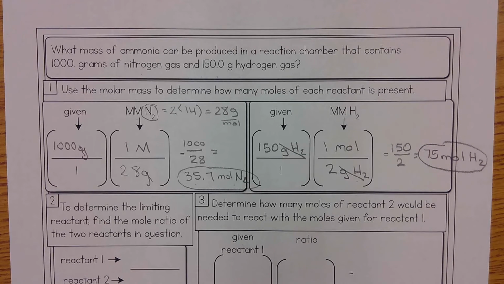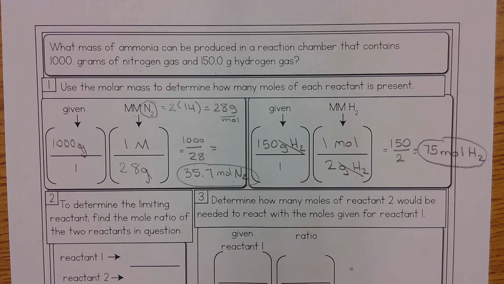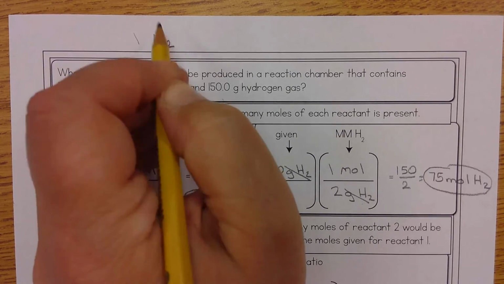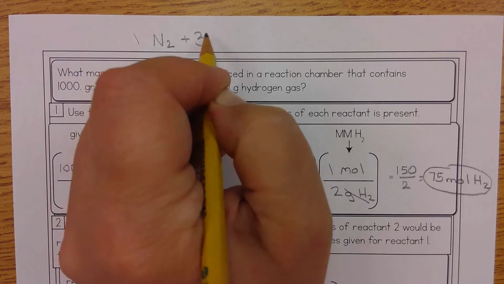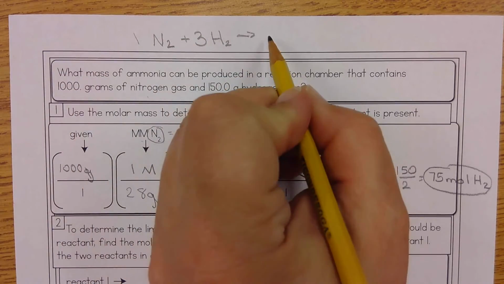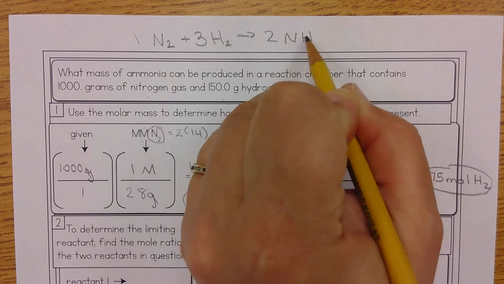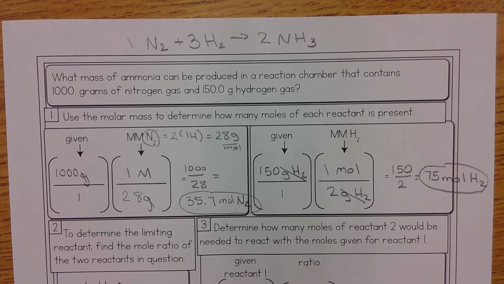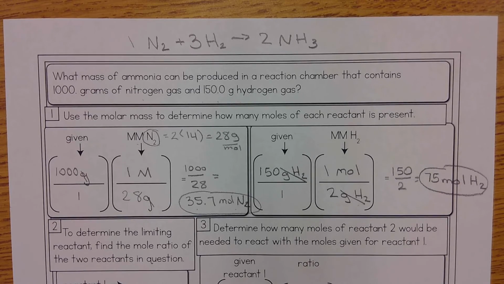Okay, so that's the first step. I have to convert it to moles because my recipe is written in moles. And remember, the recipe was 1 nitrogen plus 3 hydrogens forms 2 ammonias. Look back if you don't remember, but that's what it was. 1 nitrogen, 3 hydrogens, 2 ammonias.